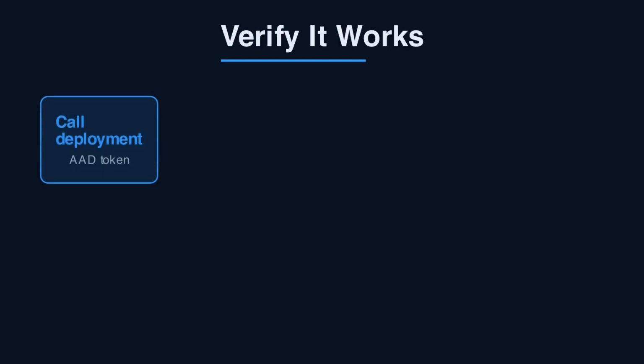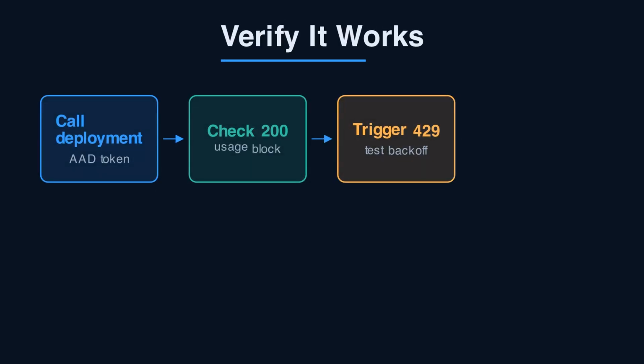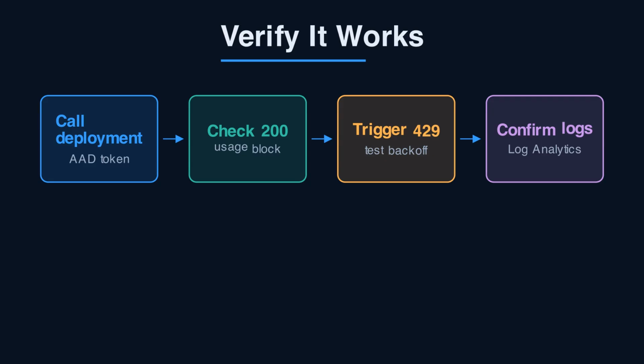Time to confirm. Send a chat completion call to your endpoint, targeting the deployment name with an Azure AD token rather than a key. A 200 with a generated message means the path is healthy. Check the response usage block to see prompt and completion tokens against your quota. Then deliberately hammer it past your TPM limit and confirm you get a clean 429 your retry logic handles. Finally, open Log Analytics and verify the request and token metrics are flowing. If all 4 pass, you have a working, observable, secure deployment.